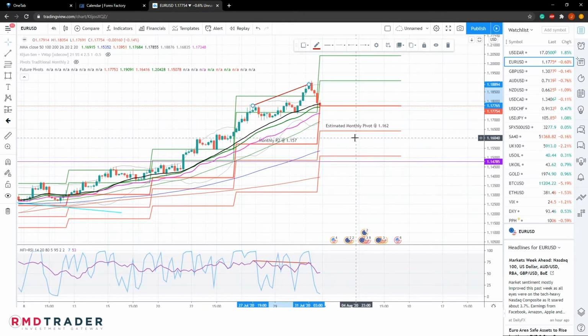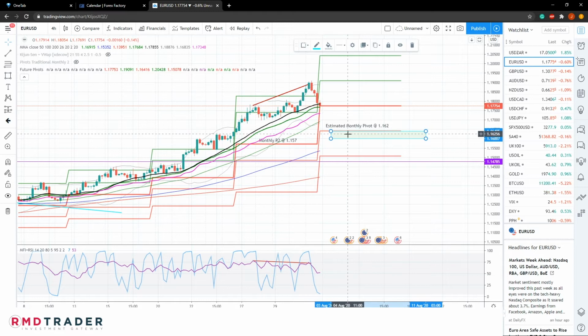That means that that will very likely be an area of additional support as we move into this area, and also considering that our estimated monthly pivot would be in this area as well. Also take into account that we have our 100 SMA on the 4-hour that will probably meet up in this area as well. So there would be quite a confluence of support in this area. So should we see a pullback, this is the area to look out for.